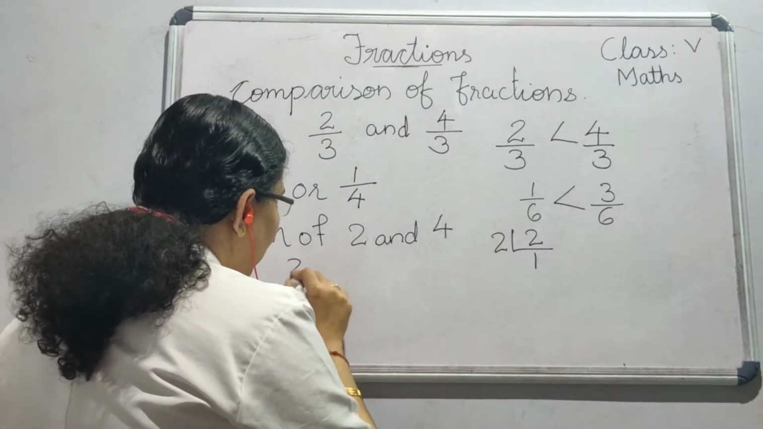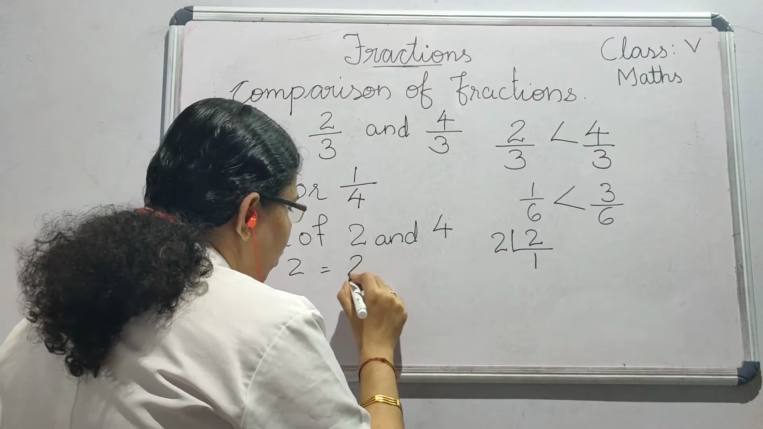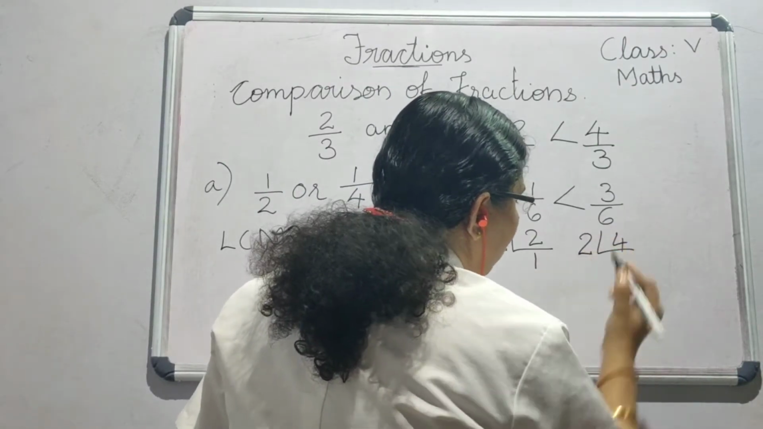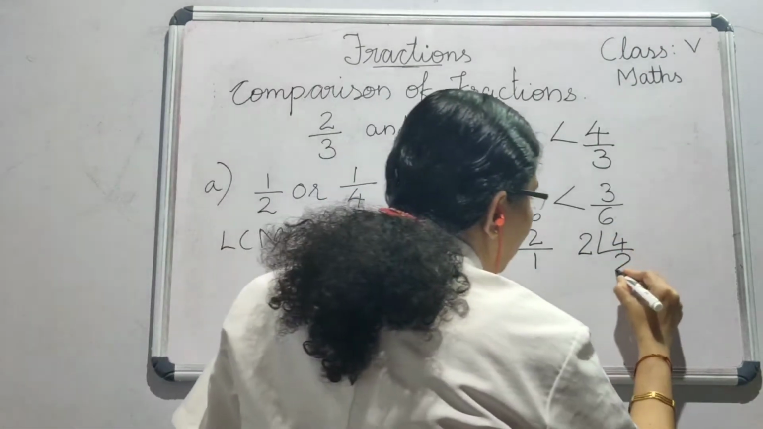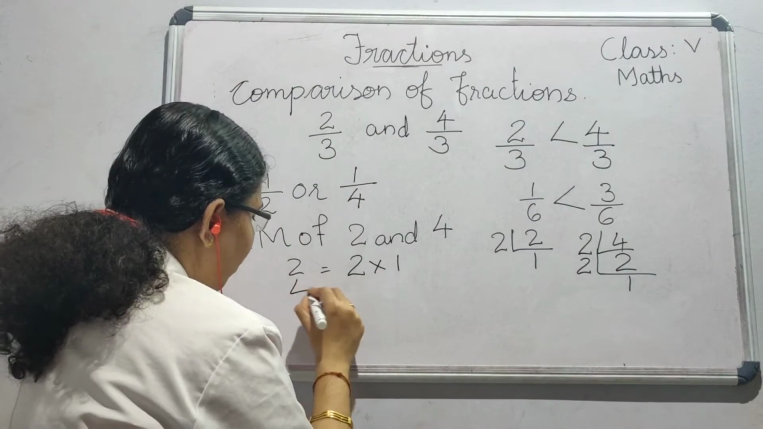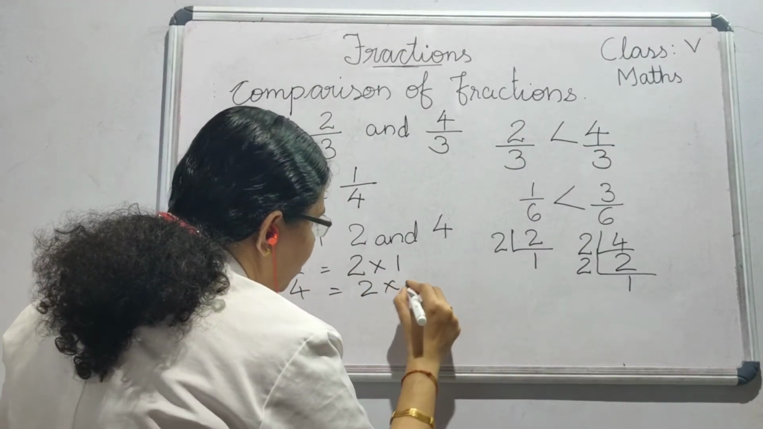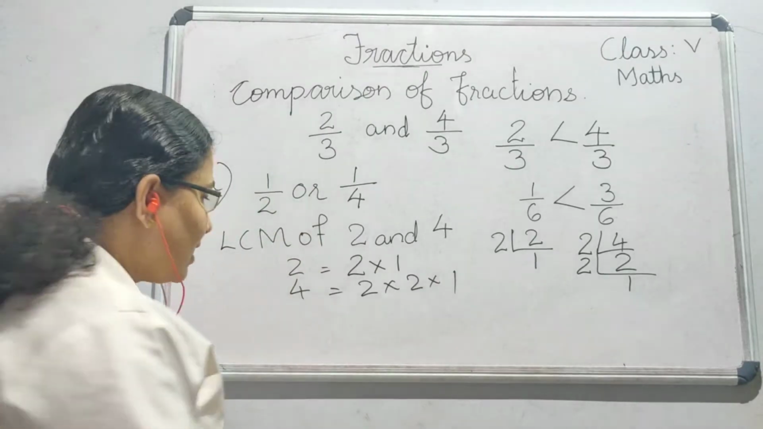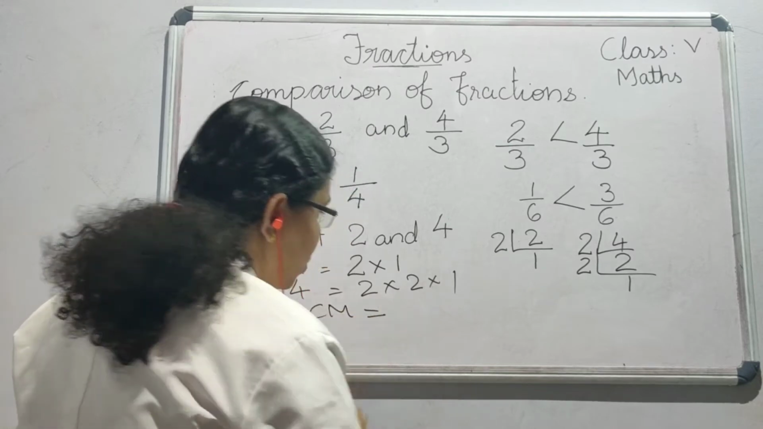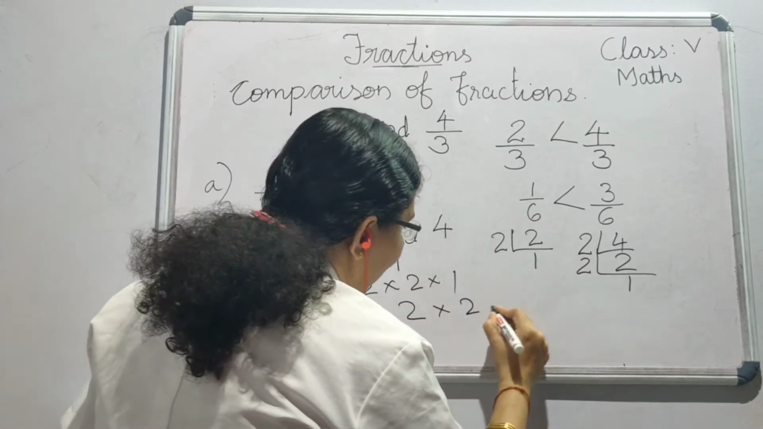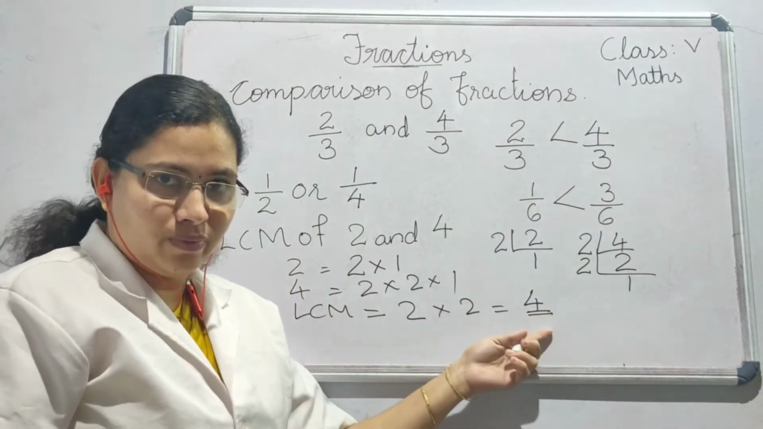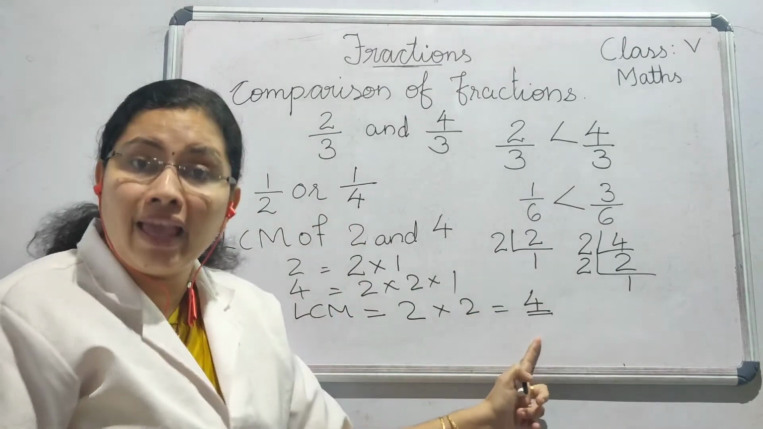So 2 is equal to 2 into 1, and 4, you can divide it by 2. 2 2s are 4. Then again you can divide it with 2. That is 1. You will be getting 4 is equal to 2 into 2 into 1. So the LCM is equal to 2 into 2, that is equal to 4. So we have got the LCM as 4. The LCM of 2 and 4 is 4.